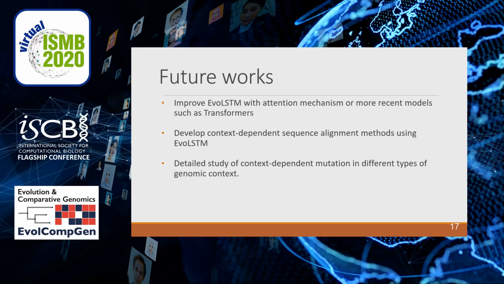Since we have built a context-dependent evolution model, it would also be worthwhile to ameliorate sequence alignment methods using more accurately calculated scoring schemes. Lastly, we could use EvolSTM for detailed study of context-dependent mutation in different types of genomic context, such as different behavior in coding region and non-coding region.